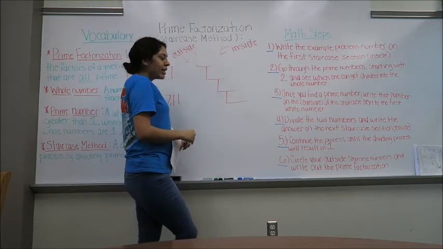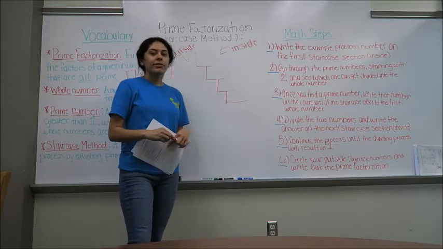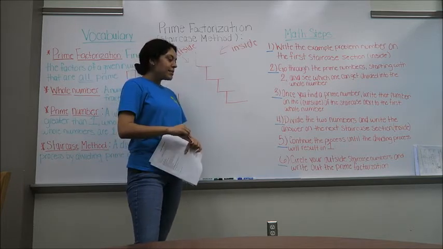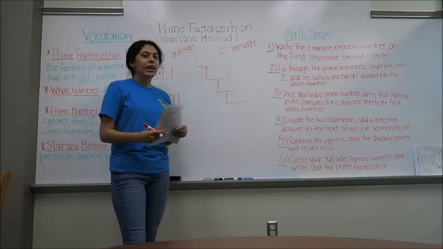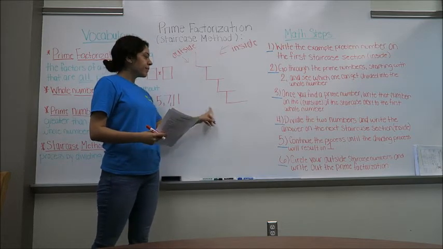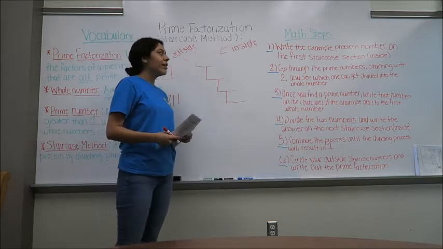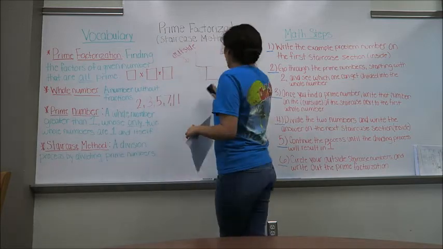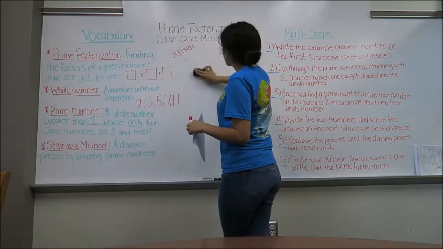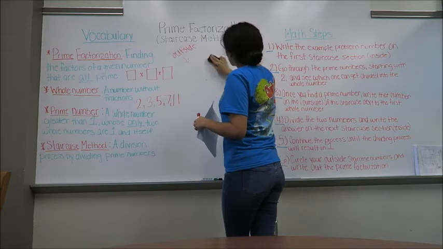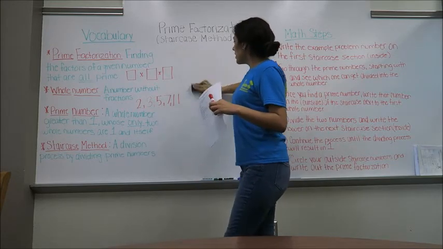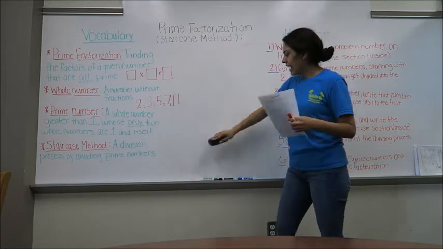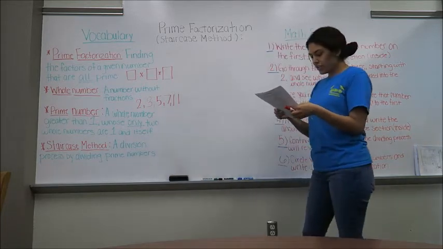And step 5, you're going to continue this process until you result in getting the answer 1. And then step 6, when you're done, you're going to circle all your outside numbers, which would be here, and then you're going to write out your prime factorization. So let's get started with some example problems. Does anybody have any questions so far? No. Okay, so we're going to start.